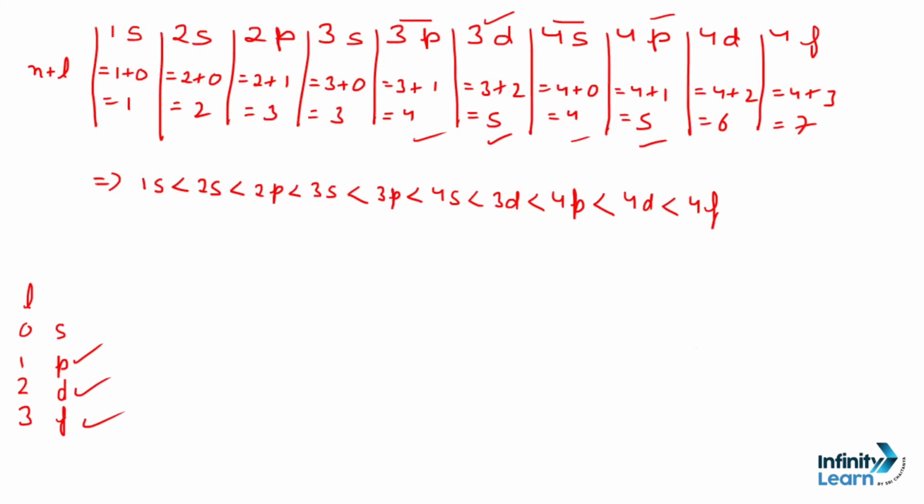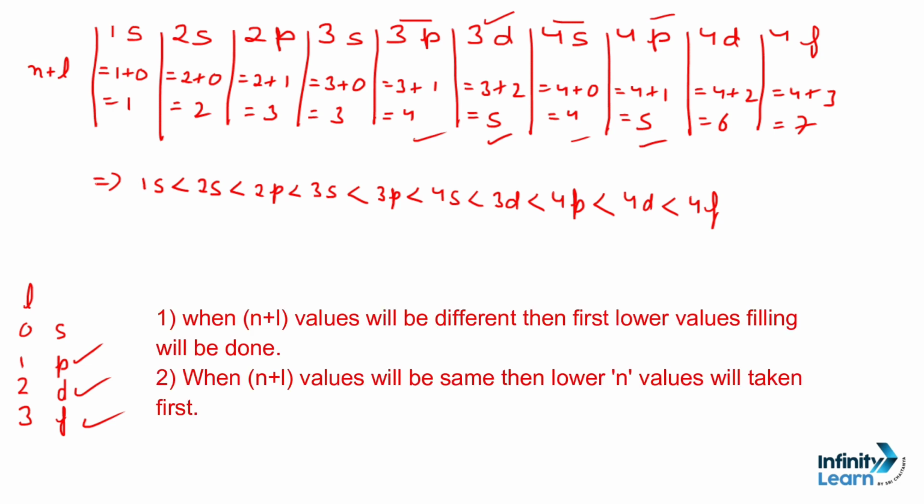Now this is the increasing order according to n plus l values. There are two simple things you have to follow. First, whenever the values are smaller and greater, all you have to do is take the smaller energy subshell first, then after it the greater value, and whenever we have the same value for subshells, we will take the lower n value of that subshell. So let's move ahead with the topic.